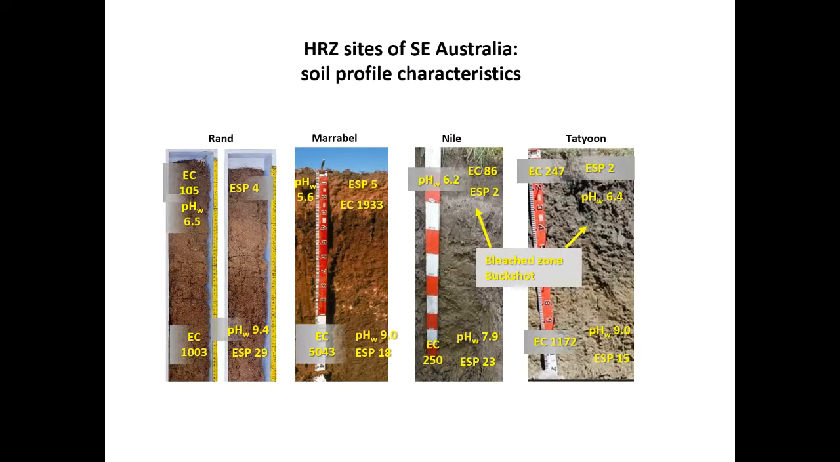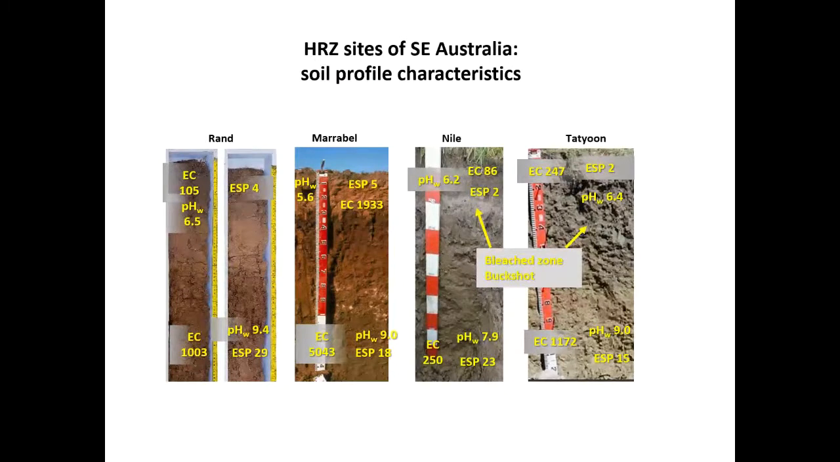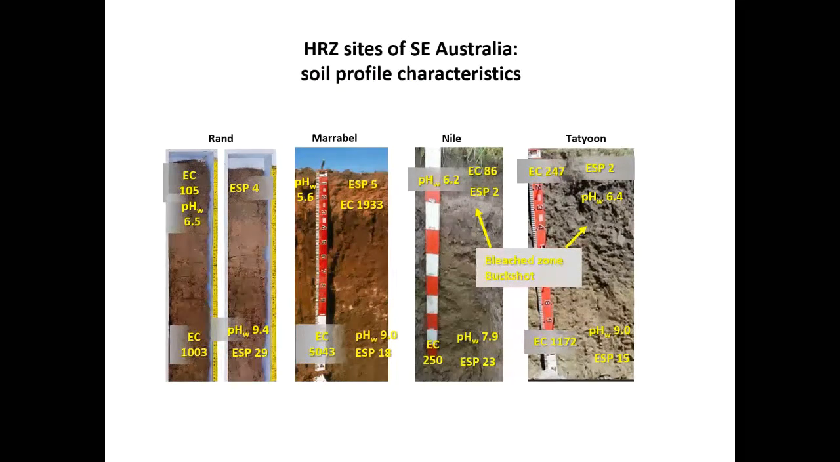These are soil profiles. If you look at the depth here, we're going down to about one to 1.2 meters in soil. This is typical soil around Tatyoon, with quite low levels of EC, so that's conductivity or salinity. Not very sodic in the topsoil, and the topsoil is not very acid. But once you start getting down in the subsoil, it's highly alkaline subsoil. There's a moderate amount of salinity there and the sodicity has gone up to 15, so it's highly sodic.